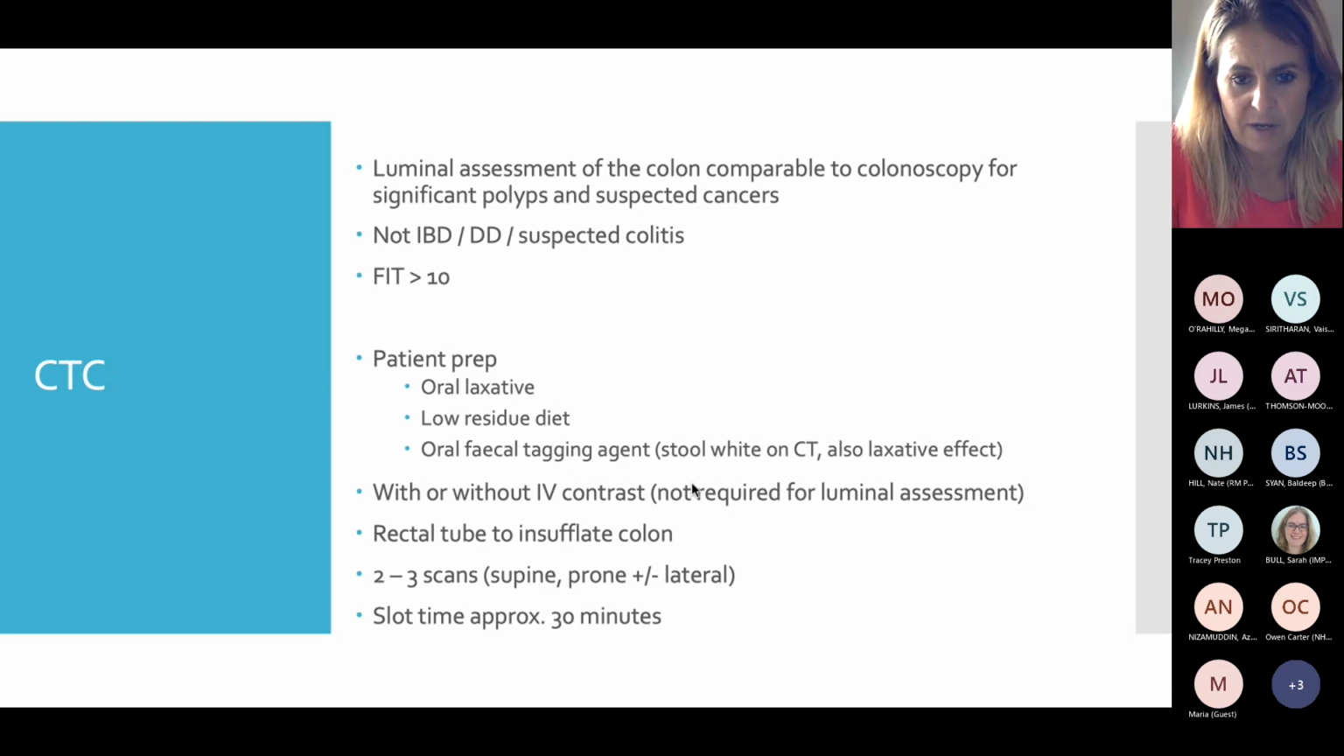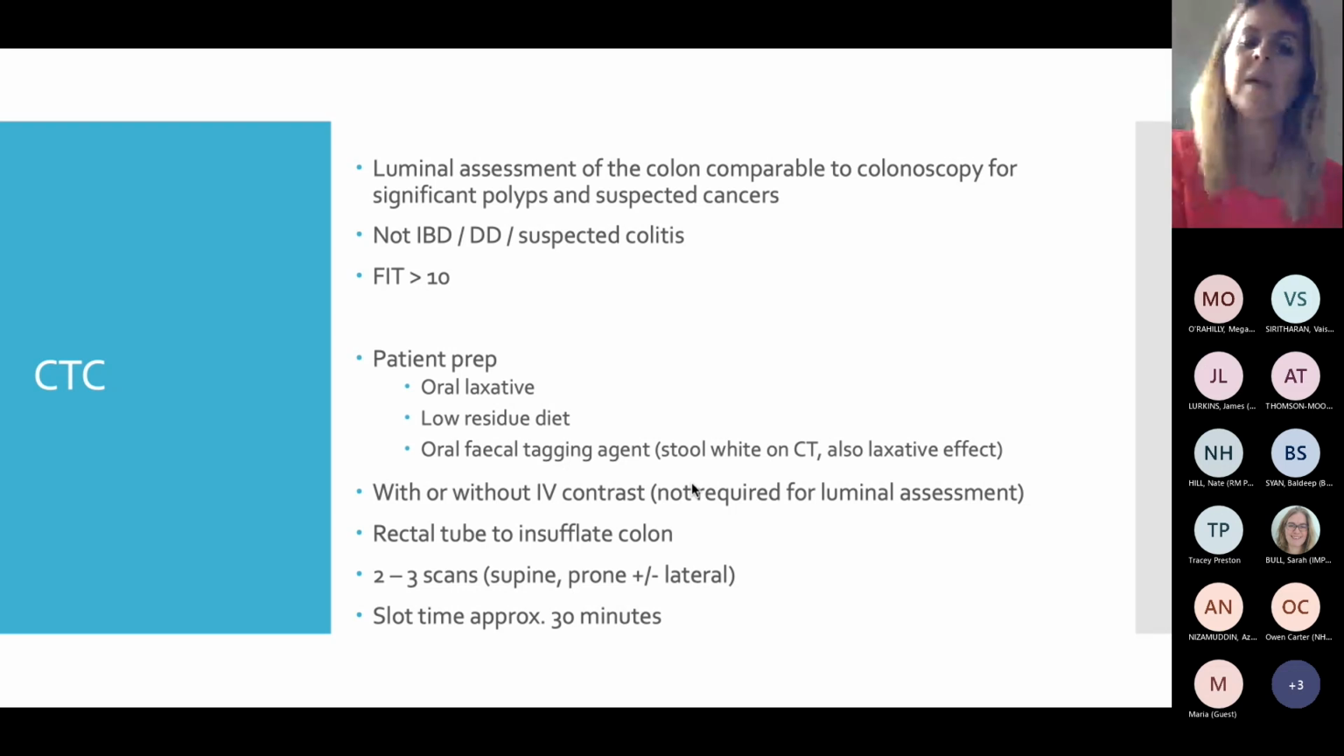So the combination of the tagging agent and the oral laxative are the bowel preparation in terms of removing any residual stool from the colon. But then what is left is tagged white by this fecal tagging agent. And I'll show you some reasons about why that's important in a minute, but it is very important, and without it, the sensitivity of the study is really reduced. So it's really important that when you see patients in clinic, if you are requesting these, that you go through with them exactly what's going to be required, and convey the importance of adherence to the preparation.